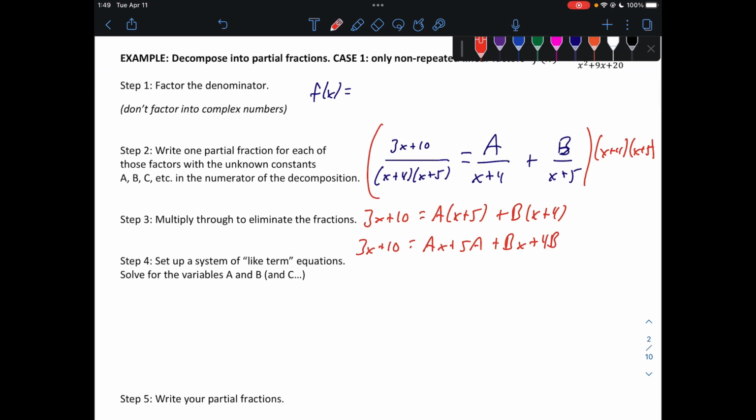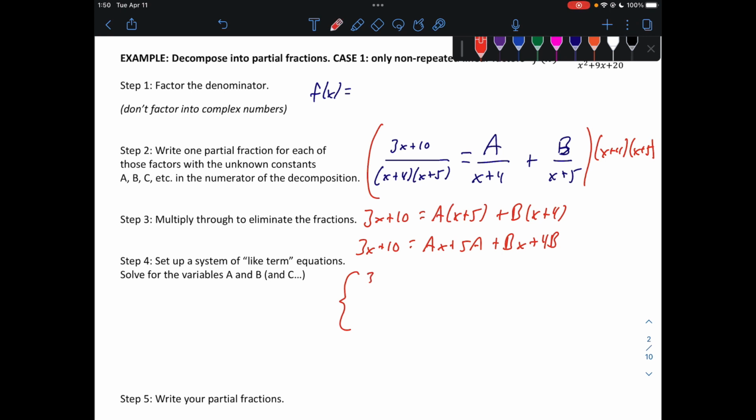Step four is to set up a system of like-term equations. So how many equations do you need? Well, however many variables we have. And by variables, I mean not x. I mean a, b, c, d, e, those variables. Or you can think about basically how many terms you have on the left side, from the highest term all the way down to a constant. So if it was an x cubed, you would need 4 terms. If it was an x to the 5th, you would need 6 terms. Since this is an x to the 1st, you would need 2 terms.